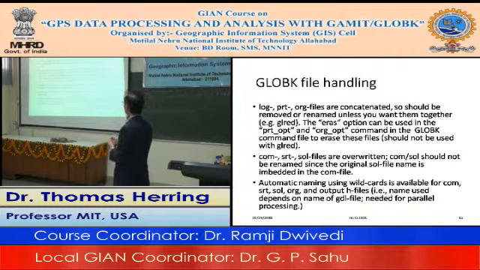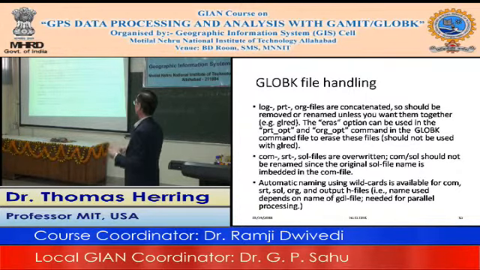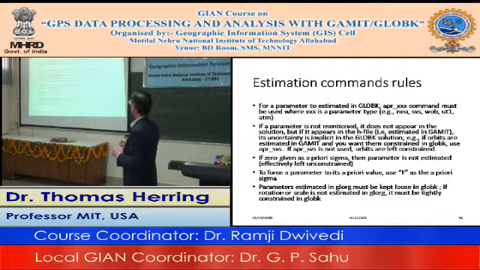So the estimation rules in GLOBK, which again sometimes can get confusing with one particular aspect. For a parameter to be estimated in GLOBK, it must appear in one of these APR commands, where x-axis is a parameter type. The ones you use most will be NEU for north, east, up. SVS is when you're doing satellite orbits. And then wobble is for doing polar motion. UT1 is for doing universal time. So these are the Earth orientation parameters. And then ATM is for atmosphere.